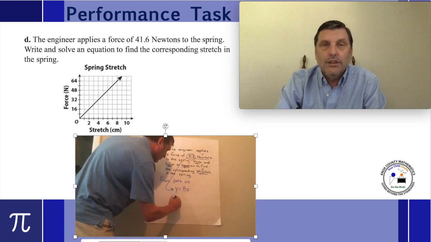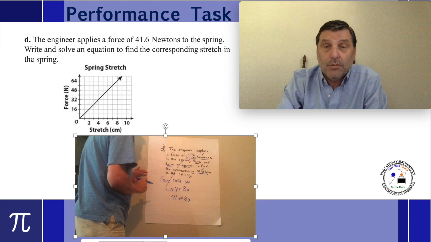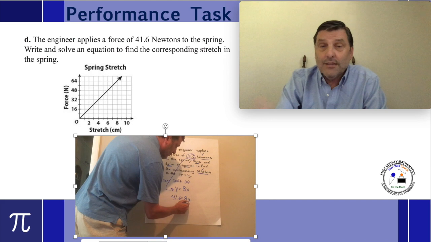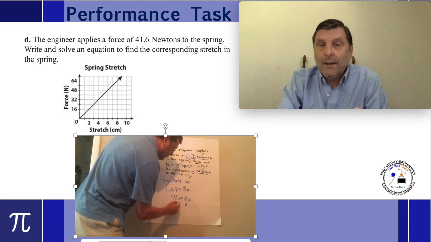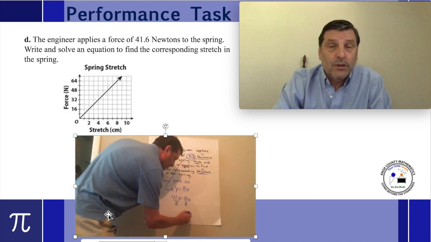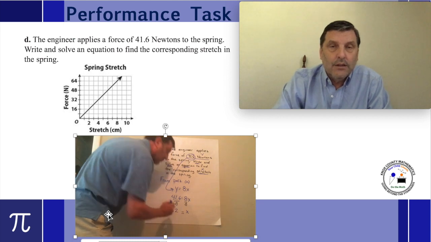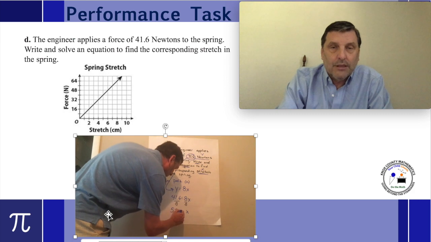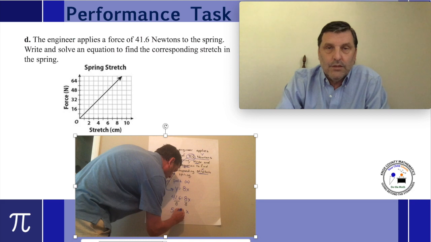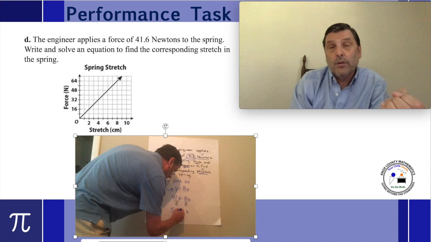Now let's solve the equation to find out how much stretch if I have a force of 41 6/10 newtons. All I'm going to do is substitute the 41.6 in for the y value that I'm given. And I'm going to solve it. That's a one-step equation where I divide both sides by 8 because I have 41 6/10 equals 8x. And if I divide 41 6/10 by 8, I end up with a value of 5.2 centimeters. 5.2 centimeters for the stretch. So if it stretches 5.2 centimeters, that must mean there was a force of 41.6.